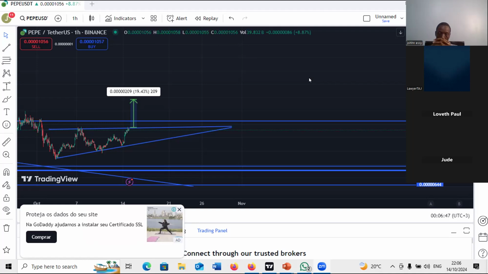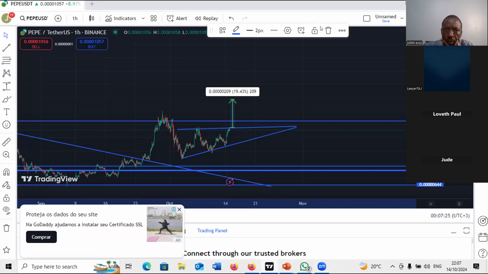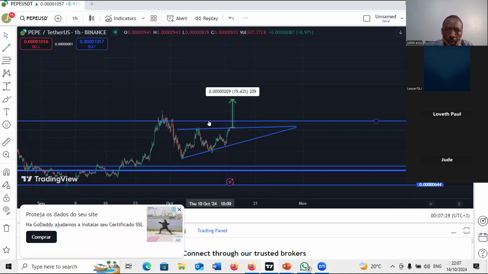So you mean that with this Pepe, there's every possibility that it's going to go 19.43% based on the wedge that you have drawn? Yes, it will. Okay. Smart people, you all better take advantage. The thing is for us to go and do the analysis again. Because the breakout is not yet here. I think Prof just put it there pending the breakout, if I understand what he said.